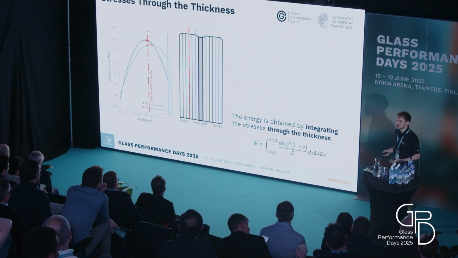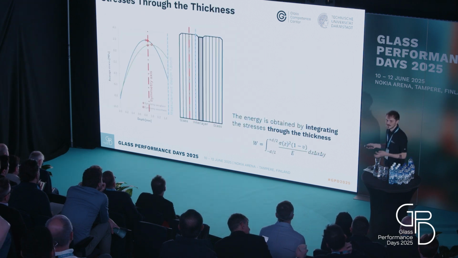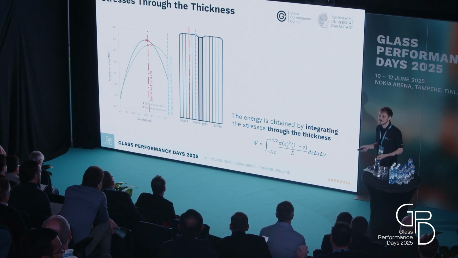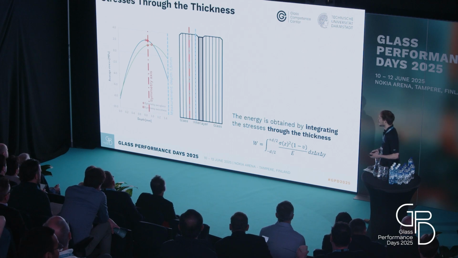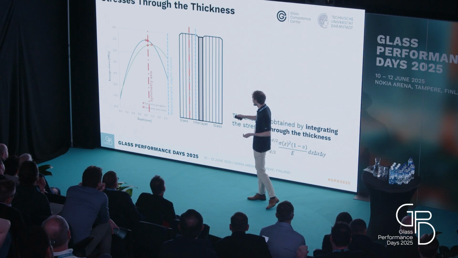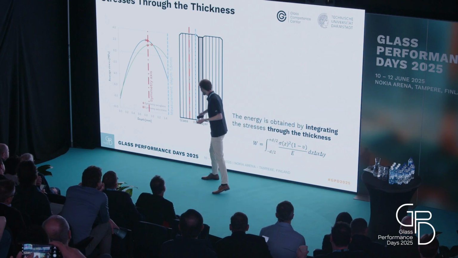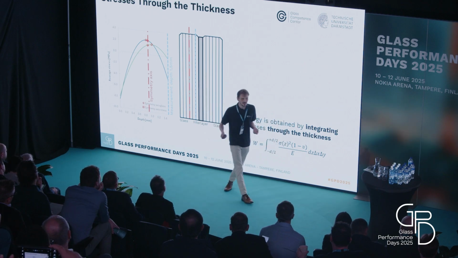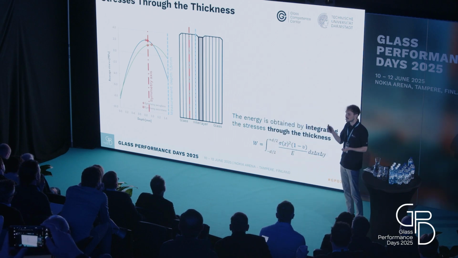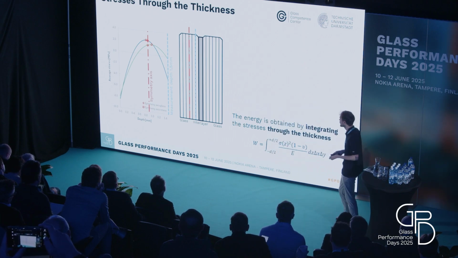But as I said, we want the energy level that is stored in the windscreen. And this energy is obtained by integrating the stresses through the thickness of the glass. So we need to look at the distribution through the thickness. Here are two distributions, a blue line and a green line. For both, this brighter blue line indicates the measurement depth. I measured into the glass from one side and stopped directly in front of the PVB.